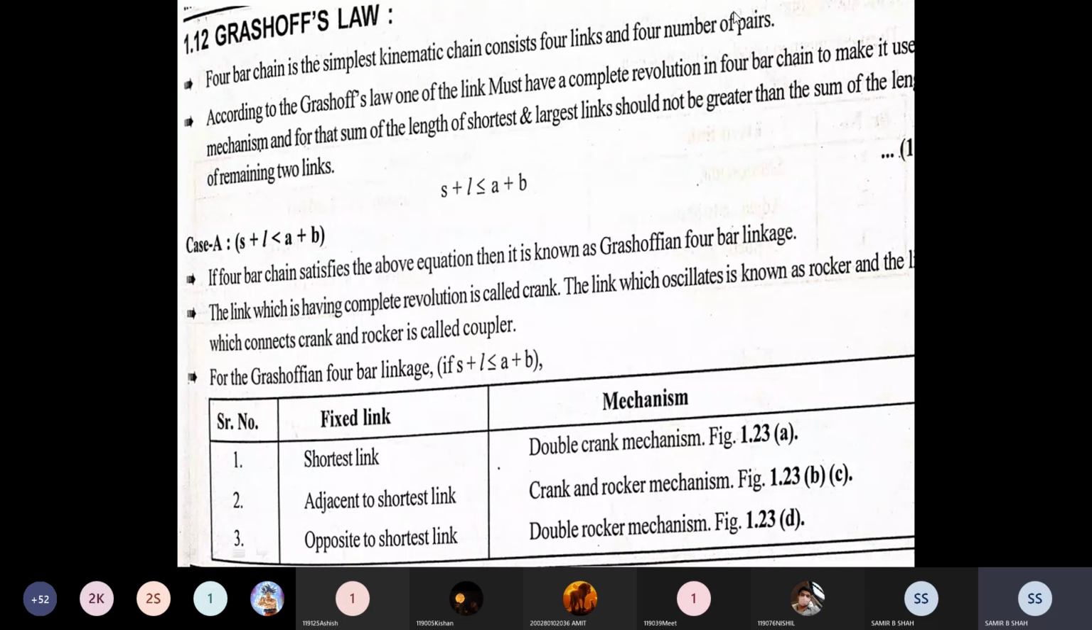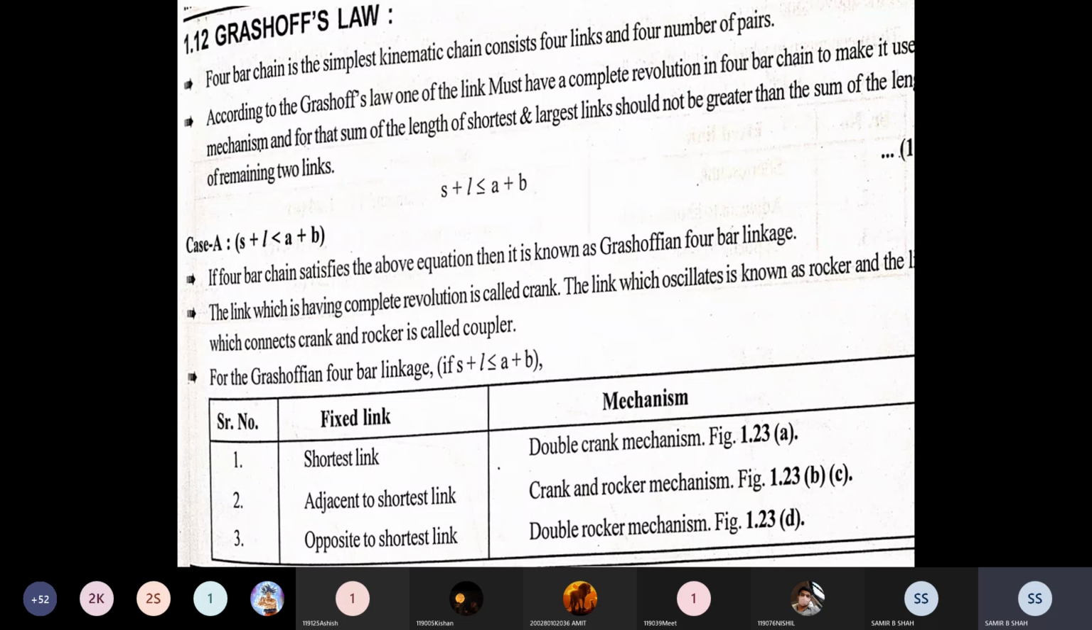As per Grashof's law, one of the links must have a complete revolution in a four-bar chain. You remember that as per Grashof's law, one of the links has complete revolution in a four-bar chain. In a four-bar chain, any one link should have complete revolution, okay, to make it a useful mechanism. If you want to make it useful somewhere, then any one link should have complete revolution motion as per Grashof's law.